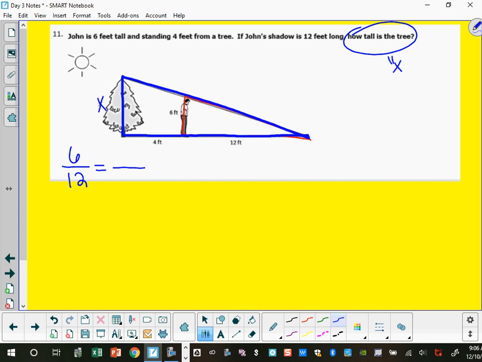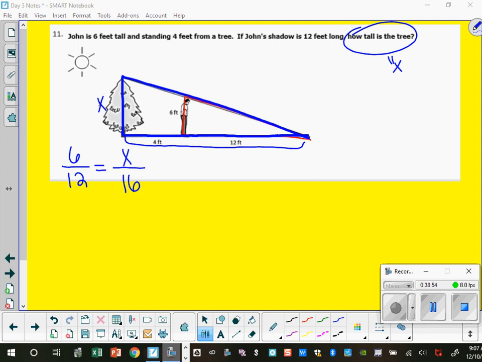No. This is the small triangle, right? Yeah. Look at the big triangle. What side is this? X. Over, what is this whole bottom here? 16. 16, good. All right, you guys do the math here, tell me what you get.